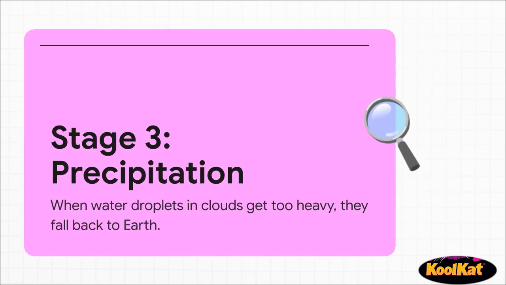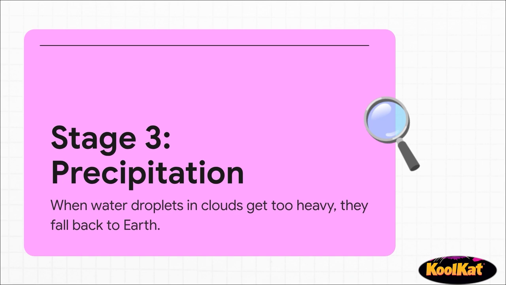So now our water droplet is just hanging out in a cloud with billions of its little friends. As more and more droplets join the party, the cloud just gets heavier and heavier and heavier. And eventually, it gets so heavy that the air just can't hold it up anymore.